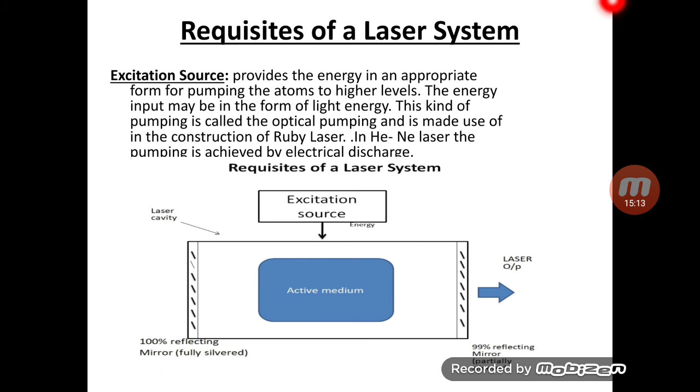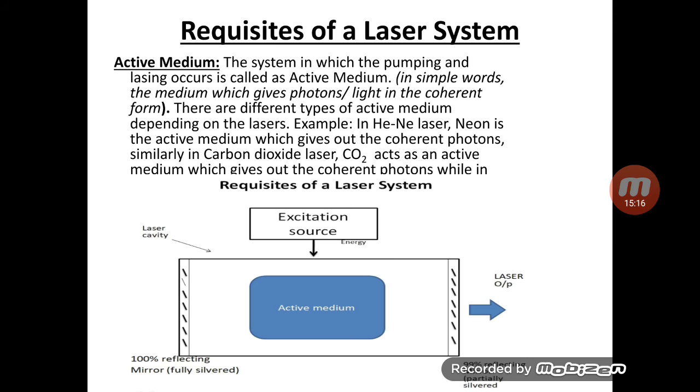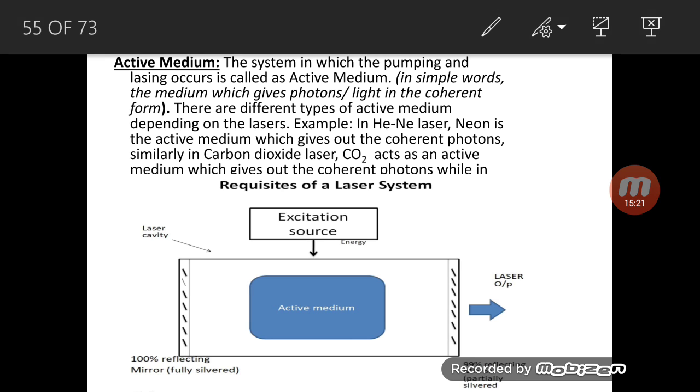Next one is the active medium. Each laser has one or the other form of the active medium. Without the active medium, it's not possible for us to have the laser. So active medium is the medium in which the pumping and lasing takes place. Without pumping and lasing, you cannot have the laser. Lasing I have already defined. It is a process of obtaining stimulated emission. Clear? You cannot get the stimulated emissions if you don't have the active medium.